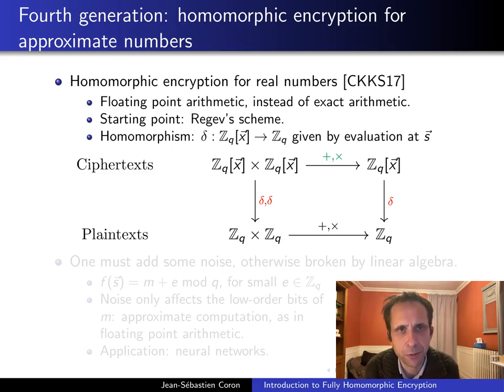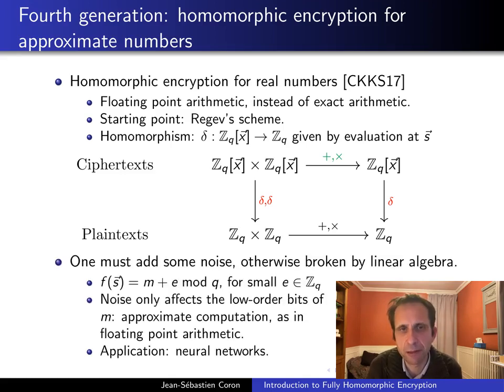So we start with the scheme by DGHV, and we use exactly the same homomorphism as previously, which is the evaluation of a linear polynomial at some point S. So we have the same commutative diagram, but as previously we must add some noise. Otherwise, this will be broken by linear algebra. But this time we manage the noise a bit differently.